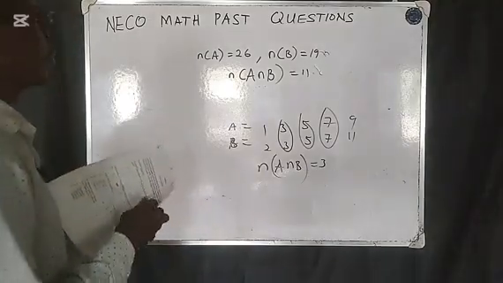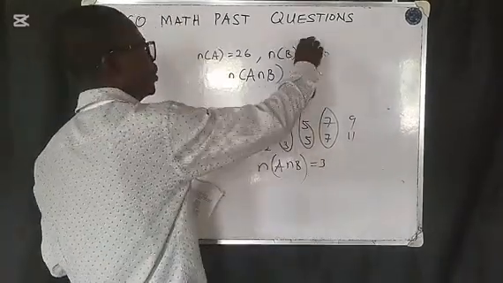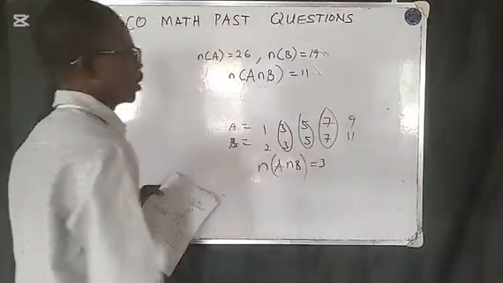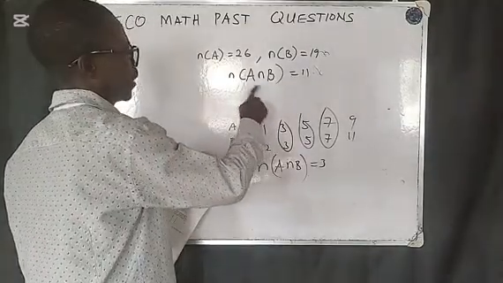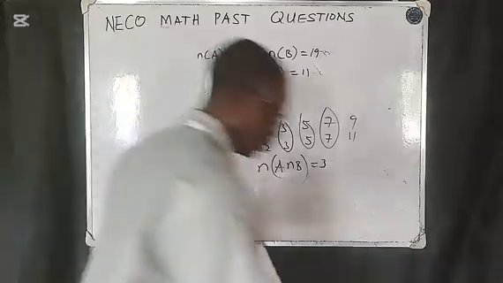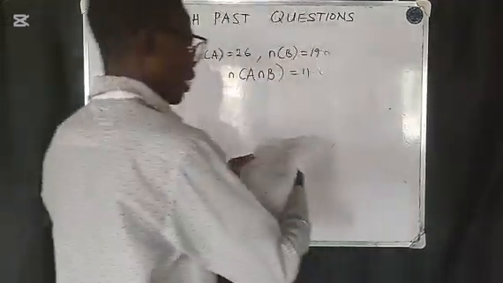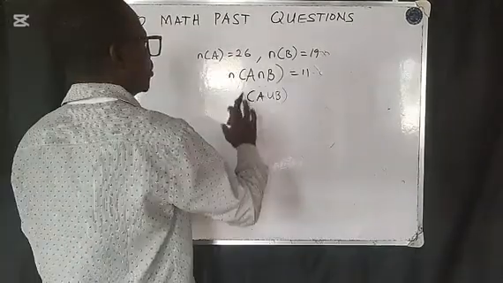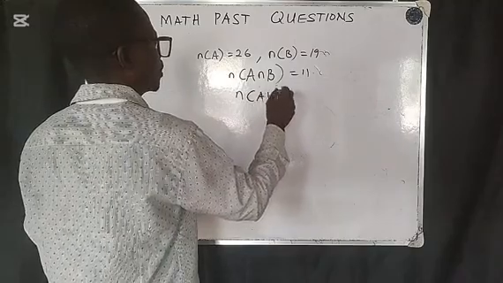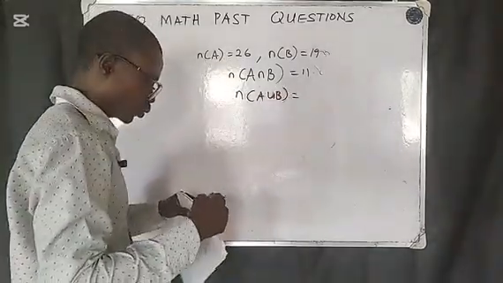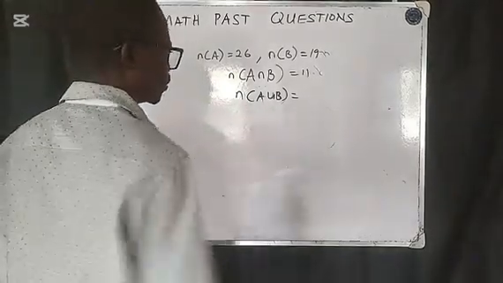So that is what is playing out here. Out of the set of A, we have 26 numbers. Out of the set of B, we have 19 numbers. But 11 numbers are common. So they intersect. That's why we have 11 here as the intersection. So we are told to find A union B, the number of A union B.